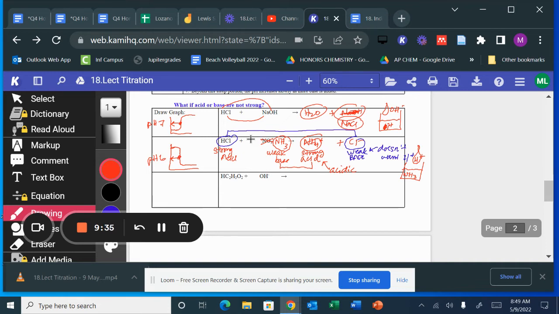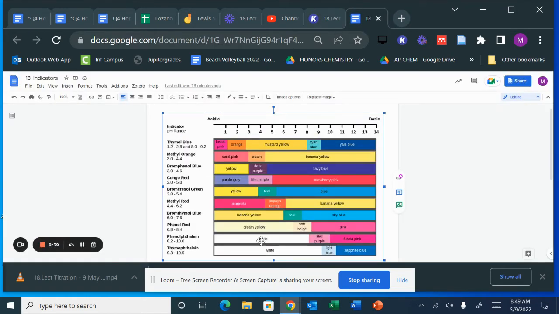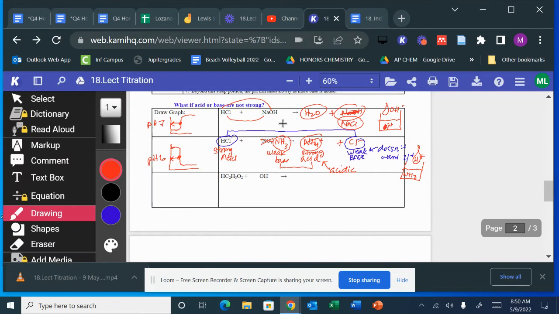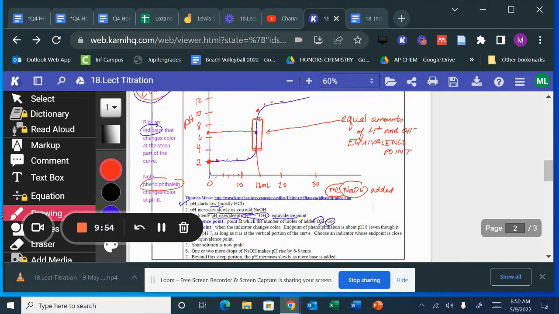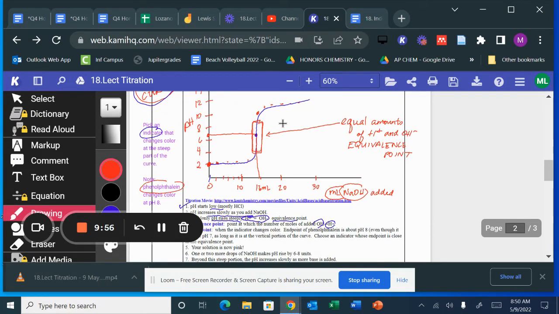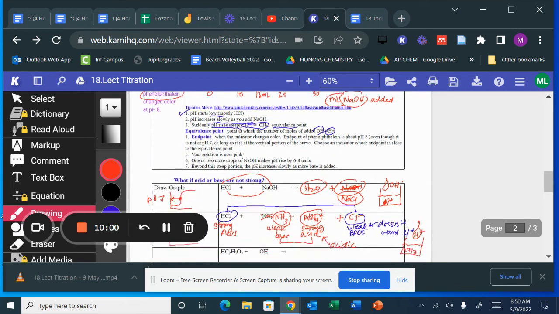If your equivalence point is at pH 6, you want to find an indicator that changes color around pH 6. So maybe right here. Let's use bromothymol blue. It's yellow to teal at around pH 6. Here, you want to pick an indicator that changes color at the steep part of the curve. So you have many choices.